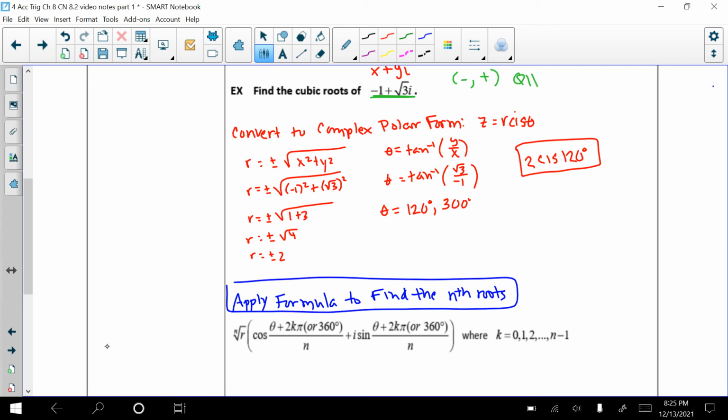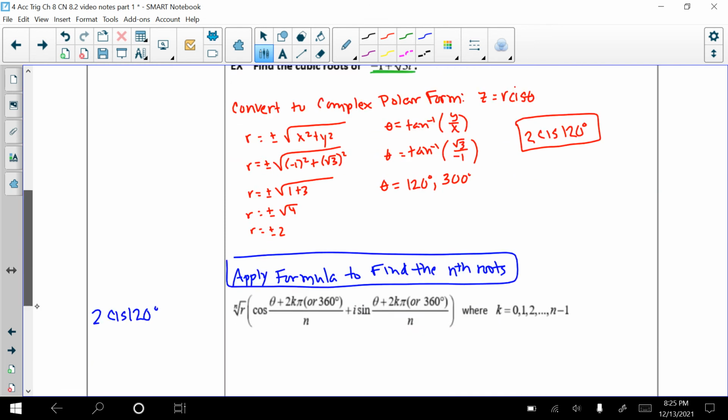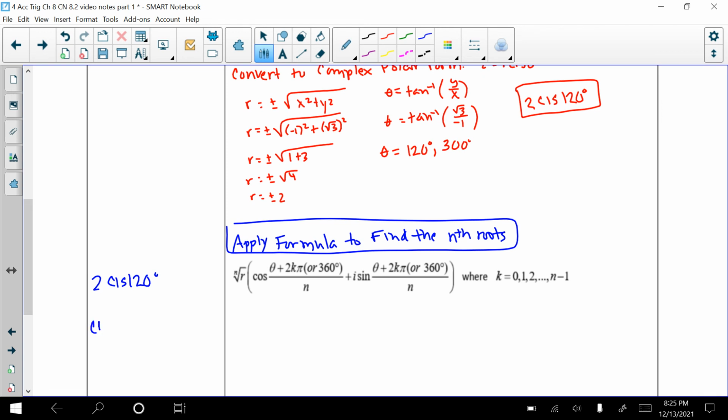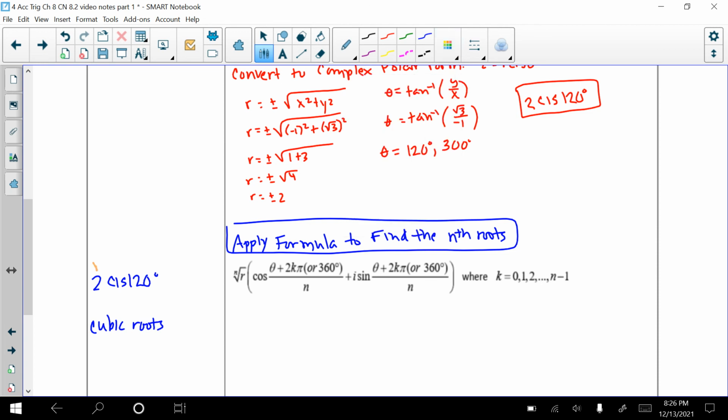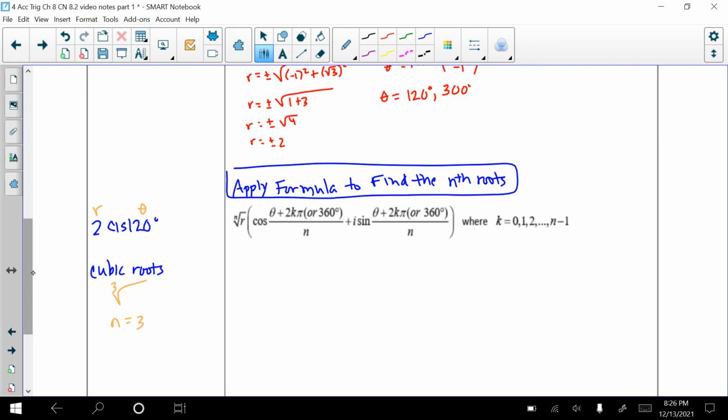Okay, so we know 2 cis 120 degrees. That's what we're working with. Remember, they asked for the cubic roots. So we've got implied information by both of those. R is 2, theta is 120, cubic roots, that is telling me my index is 3. So now it's just a matter of substituting. The first time through, you will always let k equal 0. That's how you will always get started when you're using this formula.